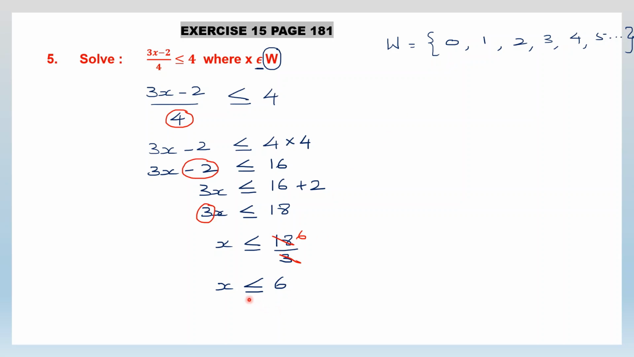But it also says equal to 6, isn't it? How do we read this? x is less than or equal to 6. So less than, we have all the numbers up to 5. Since it says equal to 6, we have to include 6 also. So let's write our solution set. x is equal to 0, 1, 2, 3, 4, 5 and 6. So these are the values of x, and this is the solution set for question 5.